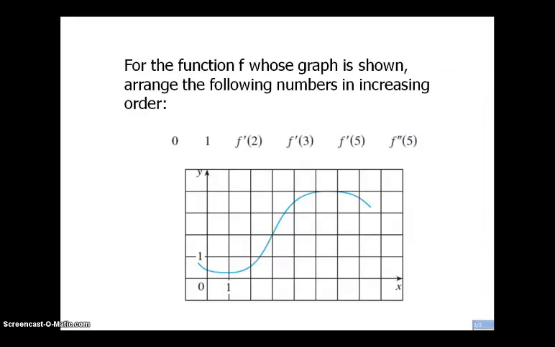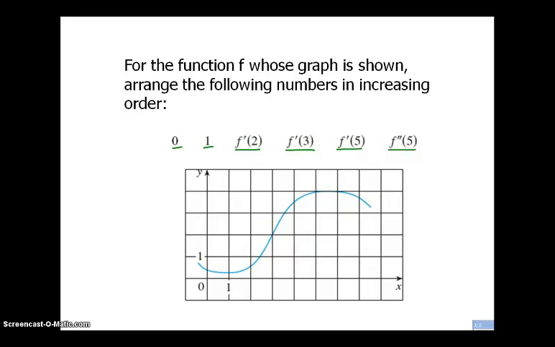All right, another AP type question. For the function f, whose graph is shown, arrange the following numbers in increasing order. All right, so we have the number 0 and we have the number 1. Okay, they've already given us 2 numbers. The rest of the things that we need to find are the slope of the tangent line at those 3 x values and concavity at that x value.